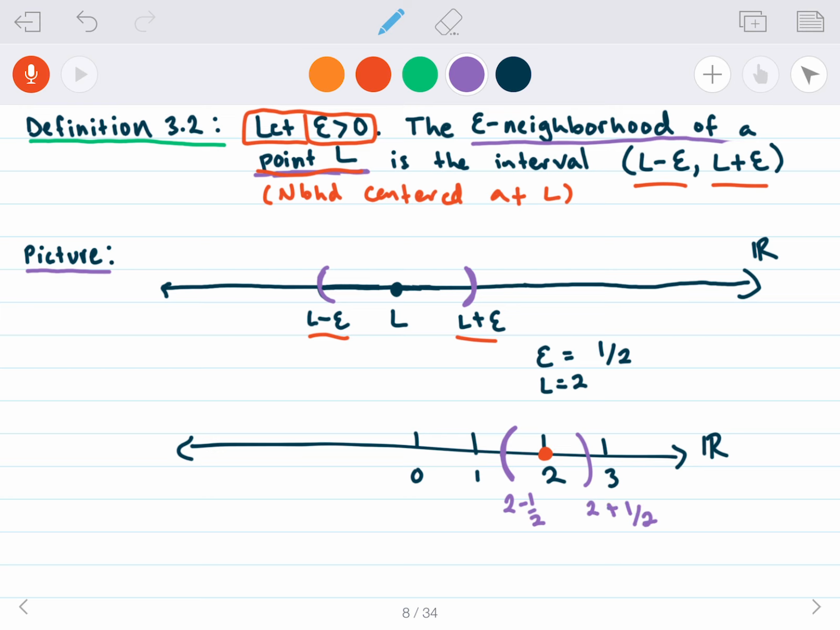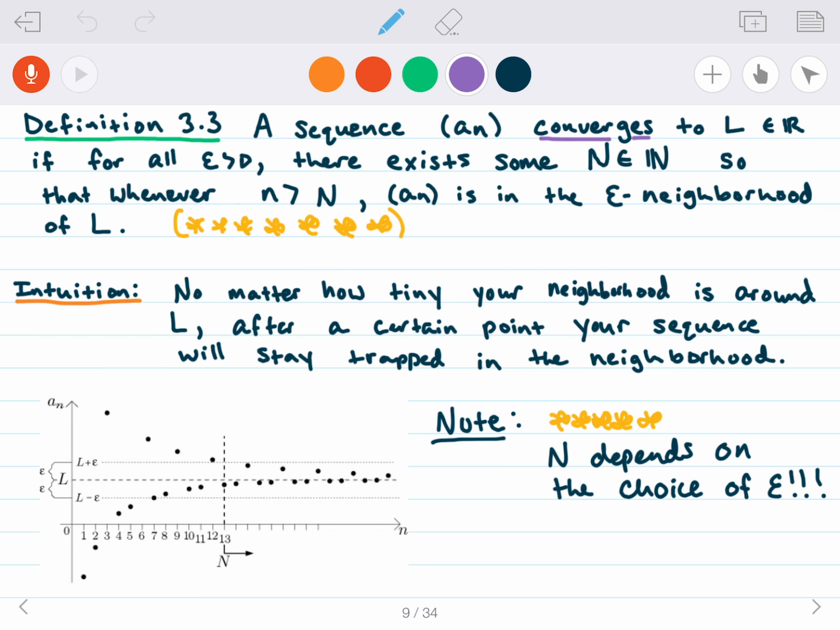So that's what I mean by an epsilon neighborhood. You give me an L, you give me an epsilon, I can build a little neighborhood around it. Okay? Alright, so here's where things are starting to get serious. I'm about to give you a definition that you really need to understand.